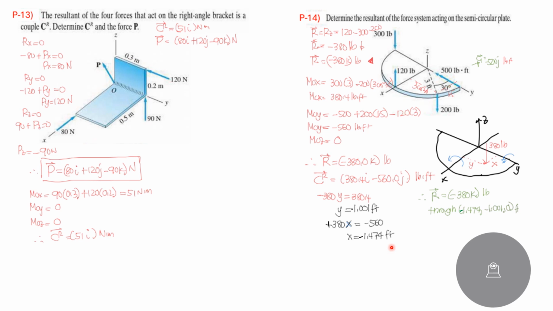So x is 1.474 feet. So R is negative 380k pounds and it acts through, the moment is positive 380 times x equals negative 560. So therefore it's also negative 1.474 feet. So it acts through negative 1.474, comma, negative 1.001 foot, comma, 0 z. So that's it for this video.